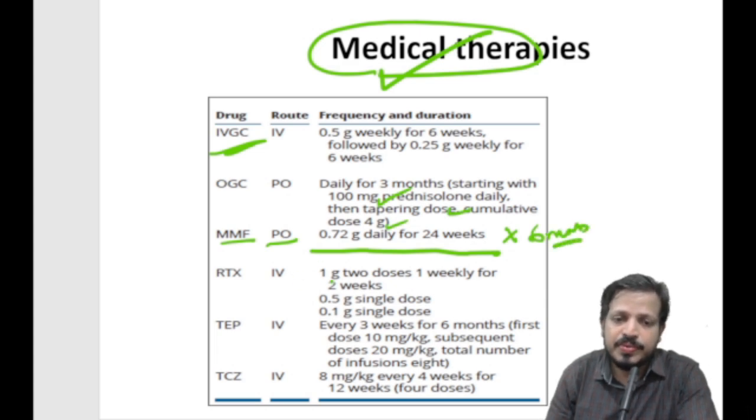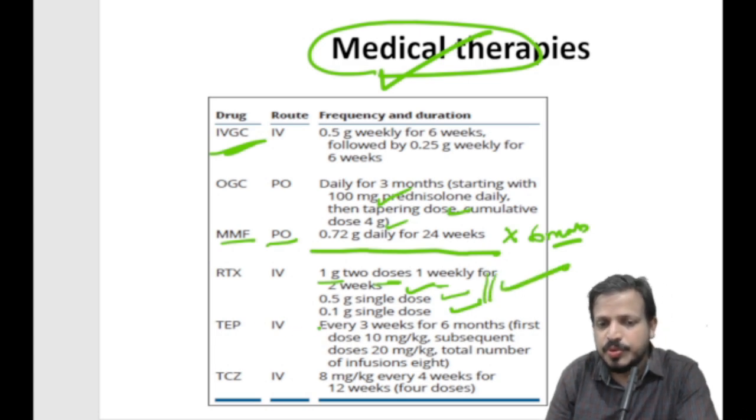And rituximab IV dose: 1 gram, 2 doses, 1 weekly. For 2 weeks you can give, or 500 milligram single dose, or 0.1 gram single dose we can give. We will discuss this later regarding the rituximab therapy.